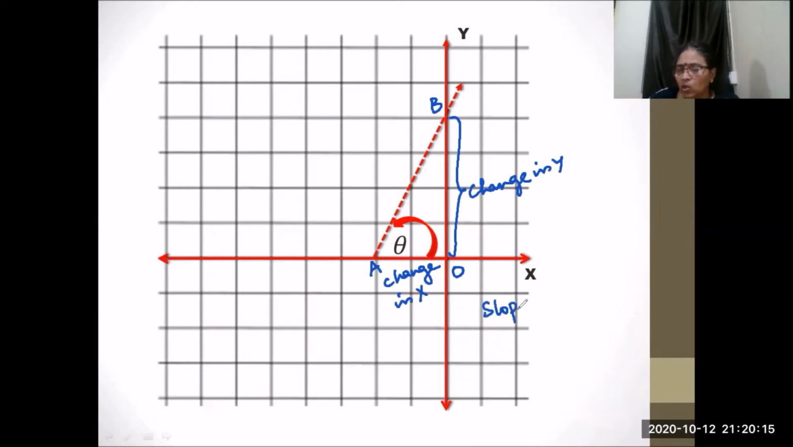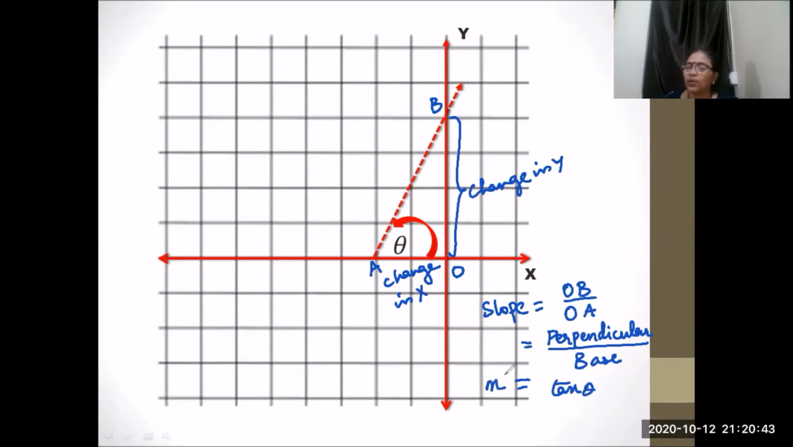And we know that slope is change in y, that is OB, upon change in x, that is OA. This is nothing but perpendicular with respect to theta upon OA, the base with respect to theta. Perpendicular upon base is nothing but tan theta in trigonometry. So therefore, m is equal to tan theta can also be taken for finding the slope, that is, if the angle of inclination is given, right?